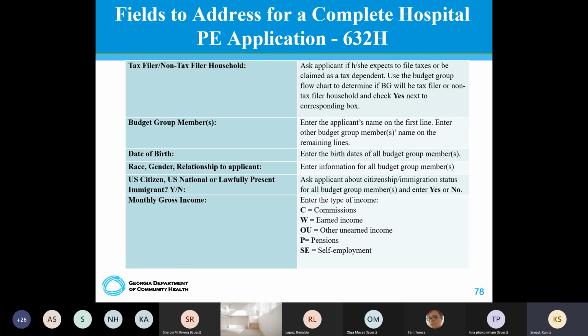If you're using income, it tells you the types of income in the field type. You will have to make sure you use one of these. So these are just some abbreviations that I gave you. If it's commission, C, earned income, W, other earned income, OU, pensions, P, and self-employment, SE. Because you can't write the whole word in that box, so you can just use abbreviations.